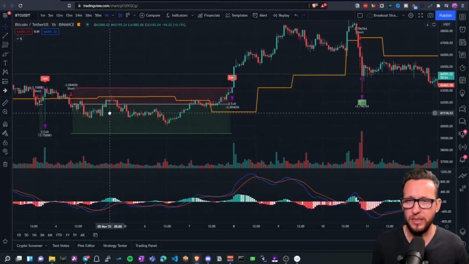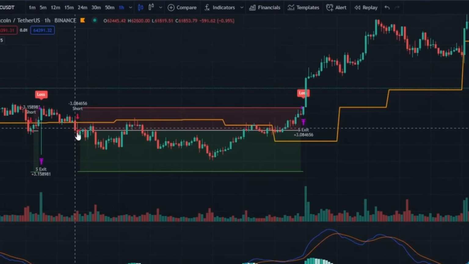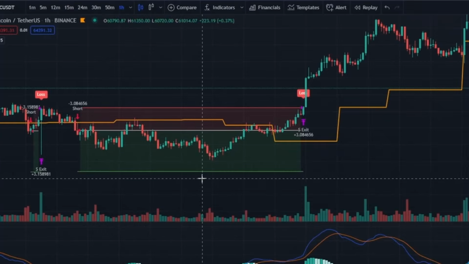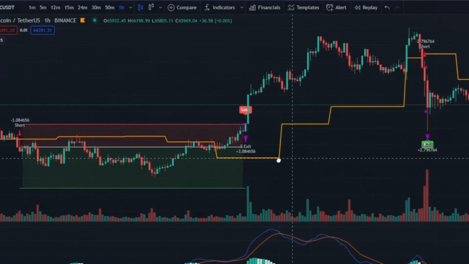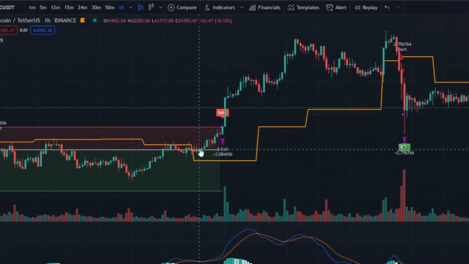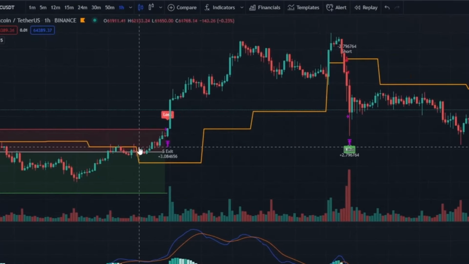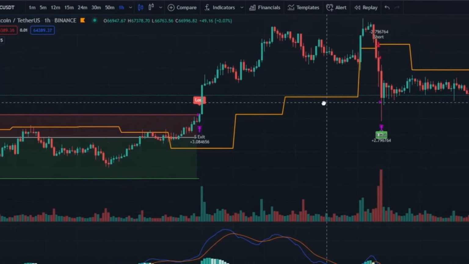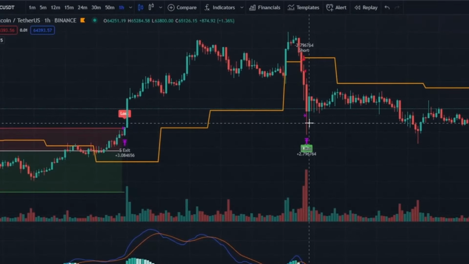So what we're doing is, when we cross below an orange line, we take a short, just like in this position here. And if we cross above the orange line, we would have actually taken a long. So maybe here we could put a reversal strategy in, so that it would take a long instead of losing money above here.